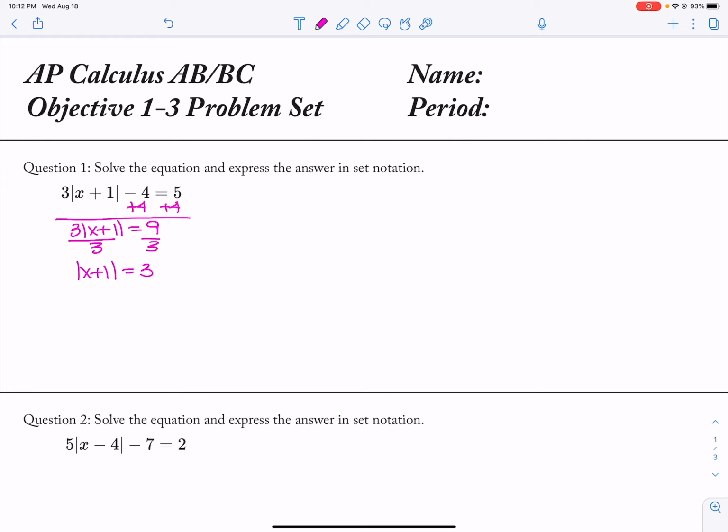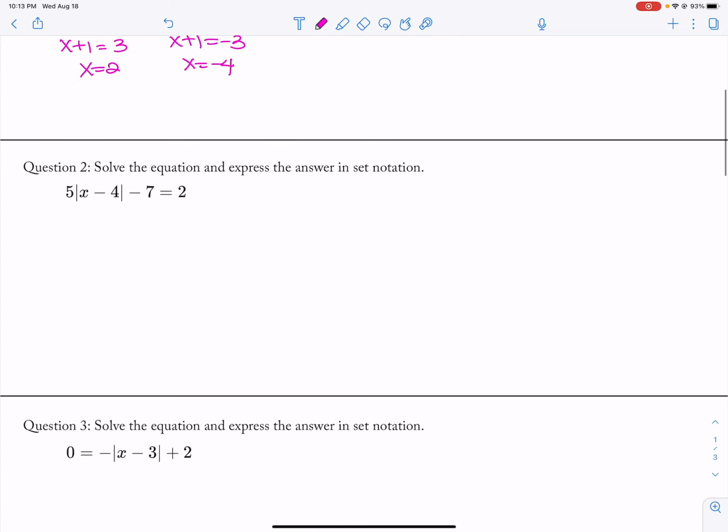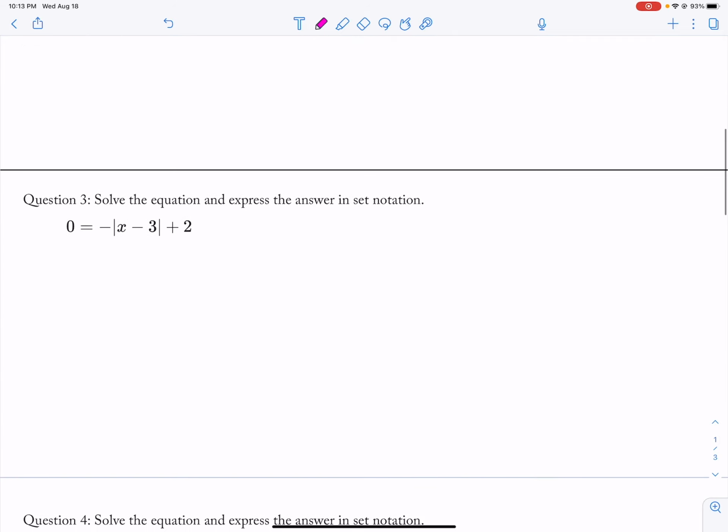Now, once I get the absolute value by itself, then I have x plus 1 is equal to 3, and then x plus 1 is equal to negative 3. So I get x is equal to 2, and x is equal to negative 4. So in interval notation, negative 4, comma 2.